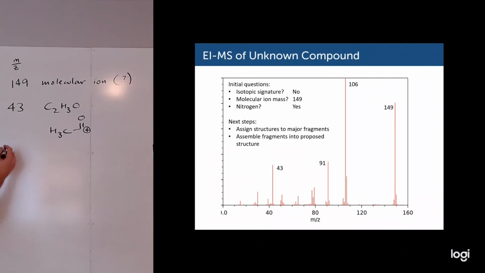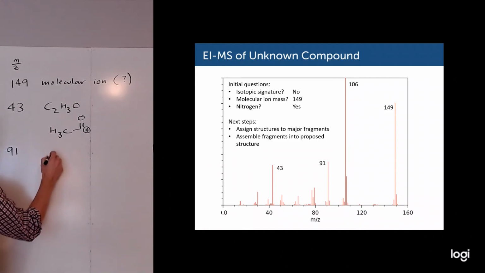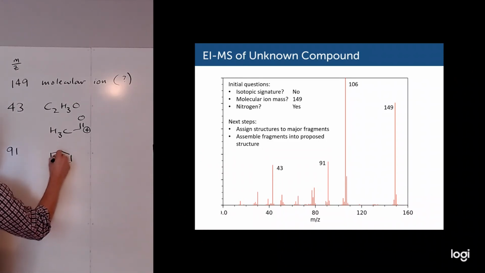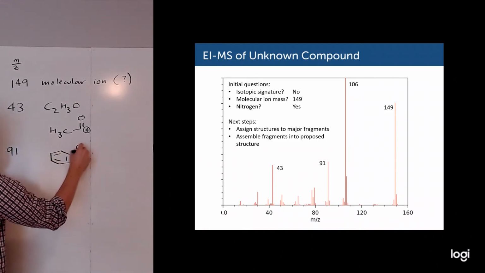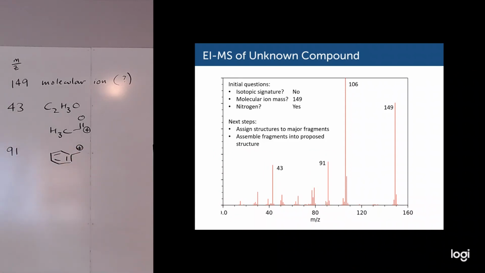I also recognize 91, right? And that's from the example that we looked at with benzyl chloride. This corresponds to the benzyl cation. So I know, in addition to the acetyl group, that I had the benzyl cation, or some type of a benzyl group, so there would have been a bond here that has broken, and that's where this fragment's coming from.